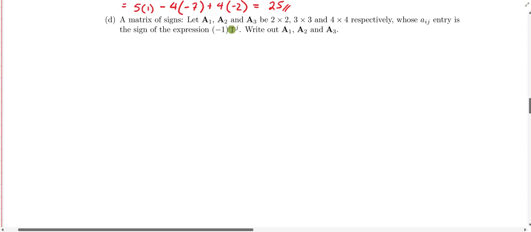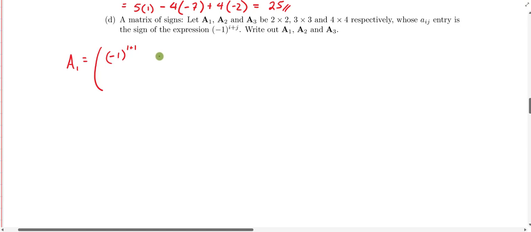So what we're going to do is let's go ahead and look at some matrices of signs. We'll do A1, A2, and A3. There are 2 by 2, 3 by 3, 4 by 4 matrices whose ijth entry is the sign of the expression negative 1 to the i plus j. So we're only going to formally write out A1. And in this matrix, the 1, 1 entry would be negative 1 to the 1 plus 1, because when we list i first, that makes it our row. We're in the first row, first column.